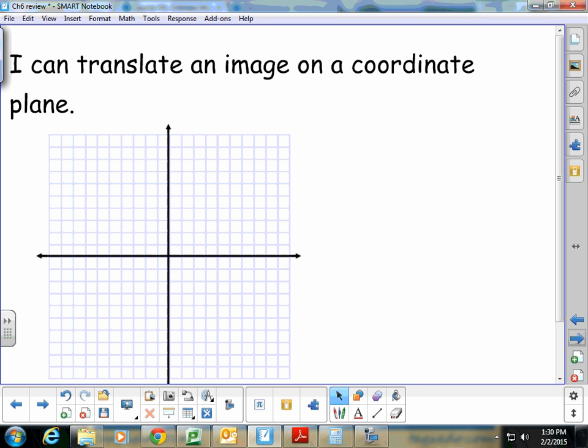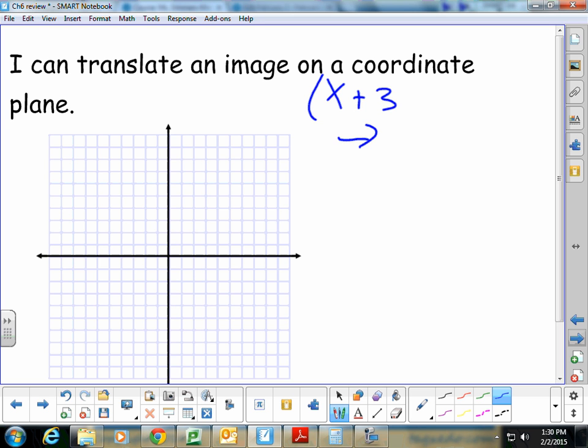And then translating. It said translating, which is x plus 3, which means 3 to the right, and y minus 4, which means 4 down. From our original figure, which was, looks like Z is at -2, 5. Smartboard's a little off. And Z is at 8, 9, Y, and then W down here, I think. Bear with me.